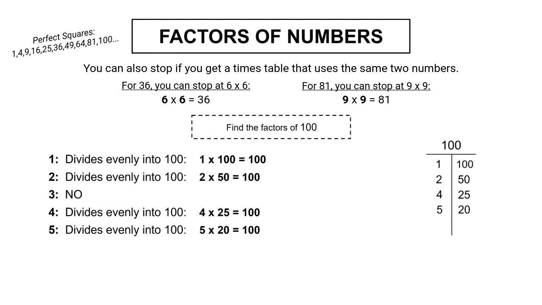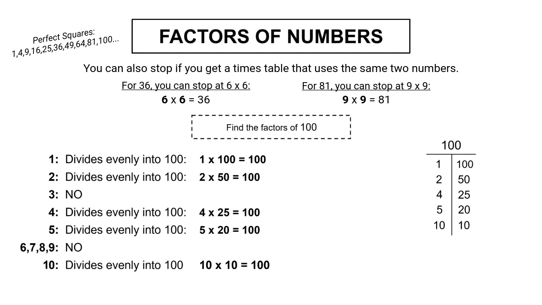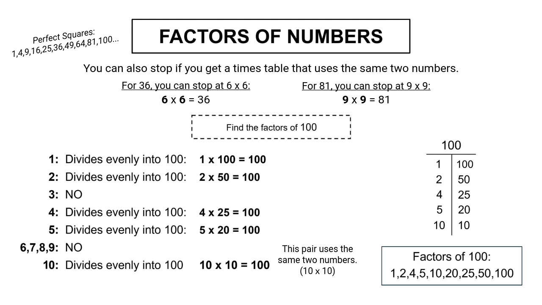How about 6? Nope. 7? Nope. 8? Nope. 9? Nope. None of those go into it evenly. How about 10? Yep. 10 goes into it evenly 10 times. We'll put that on the list. Now we have a times table that uses the same 2 numbers. We can stop the list. The factors of 100 are going to be 1, 2, 4, 5, 10, 20, 25, 50, and 100.